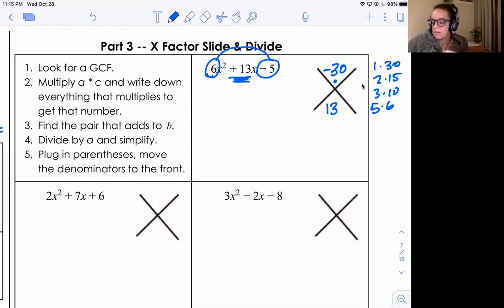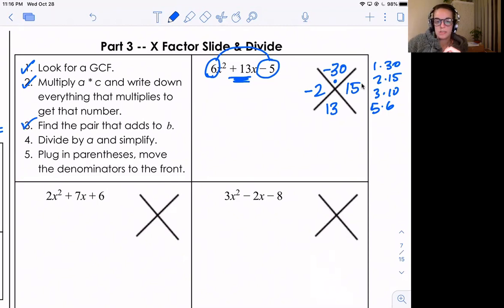So this one's tricky because there's 2 ways to make 13, 2 and 15. 15 minus 2 would be 13, and then 3 plus 10 would be 13. So I need to think, if this is negative 30, it means I need one of them to be negative. And I don't want 3 or 10 to be negative, so I'm going to do 2 and 15. And I'll do 15 minus 2 to get 13. And those multiplied together give me negative 30. Okay, so we multiplied, we found the pair that adds up.